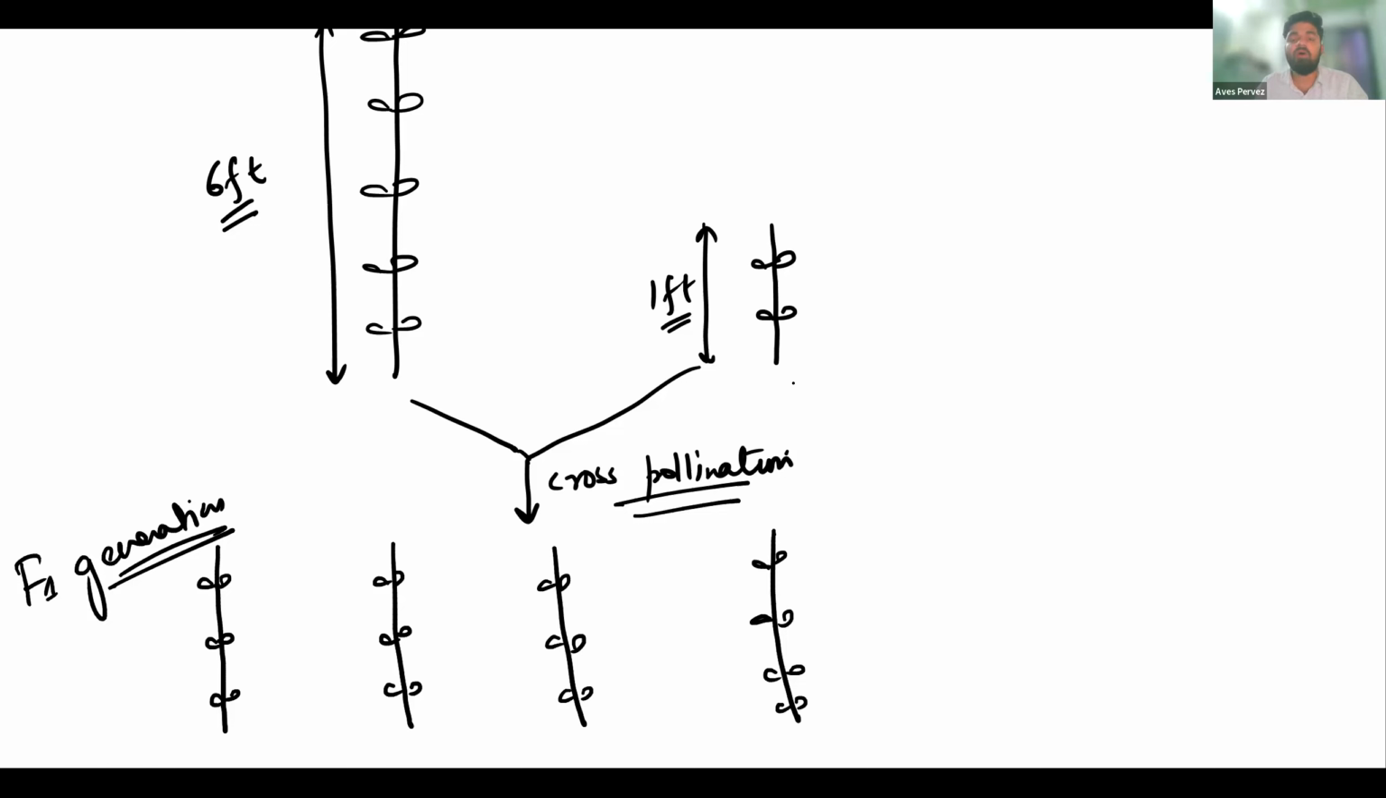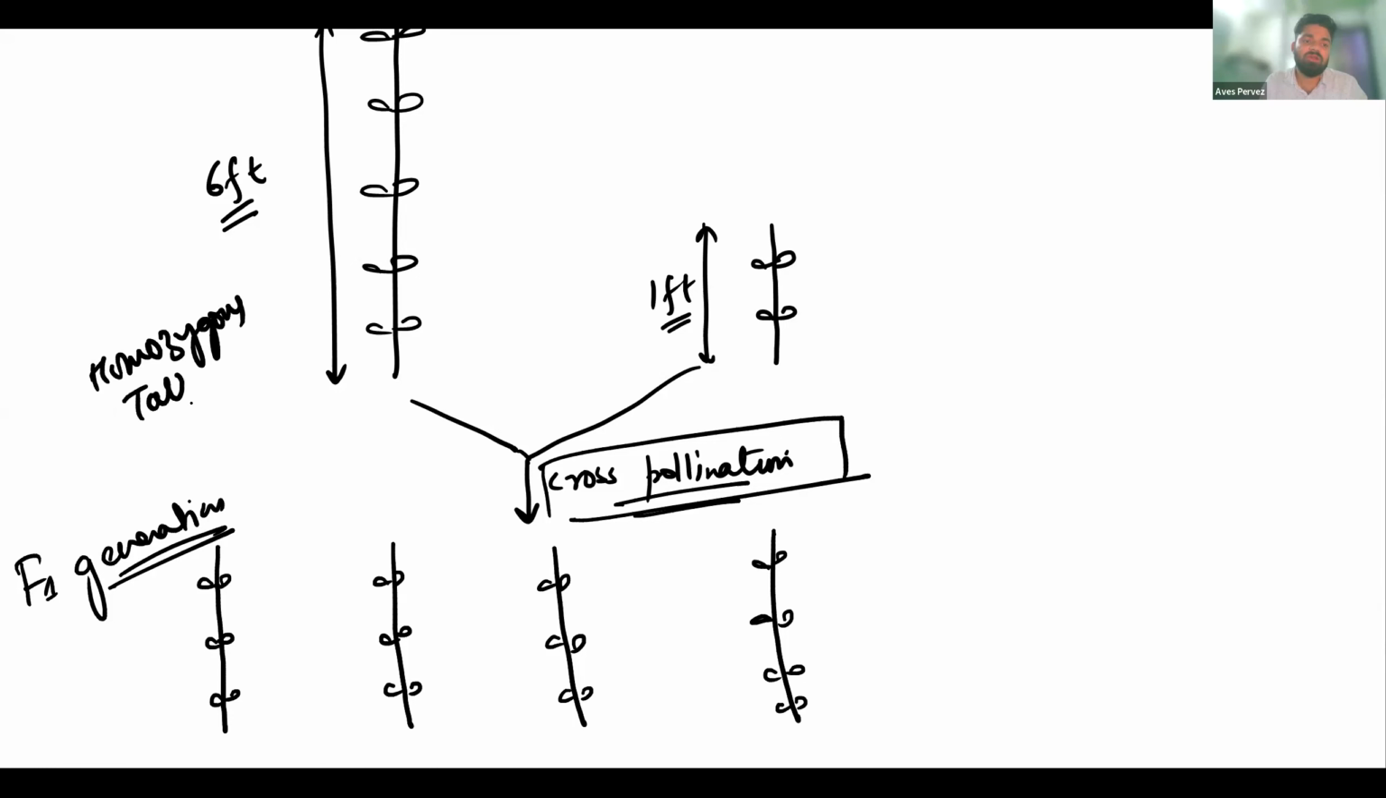Okay. And always remember that whenever he is doing the cross pollination, whether it is a monohybrid cross or a dihybrid cross, we are getting the same results. All were the same. Like here, all are tall plants. And he called it homozygous tall. This is homozygous tall. And this is homozygous dwarf.